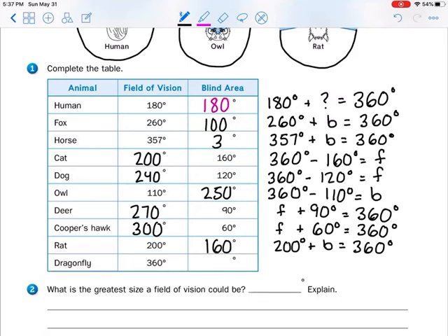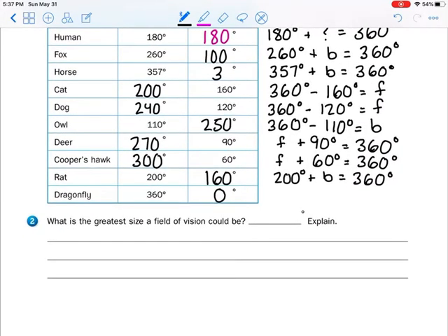Okay, a dragonfly. A dragonfly, their field of vision is 360 degrees, so that means they have no blind area. They can see in a complete circle, which Miss Mole did not know. That's pretty cool. So what is the greatest size a field of vision could be? Well, if they were to see in a complete circle, so if a human stood and spun in a circle, they would see all of their surroundings. But we can't do that without moving our head. So the greatest size field of vision that one animal could have would be 360 degrees.